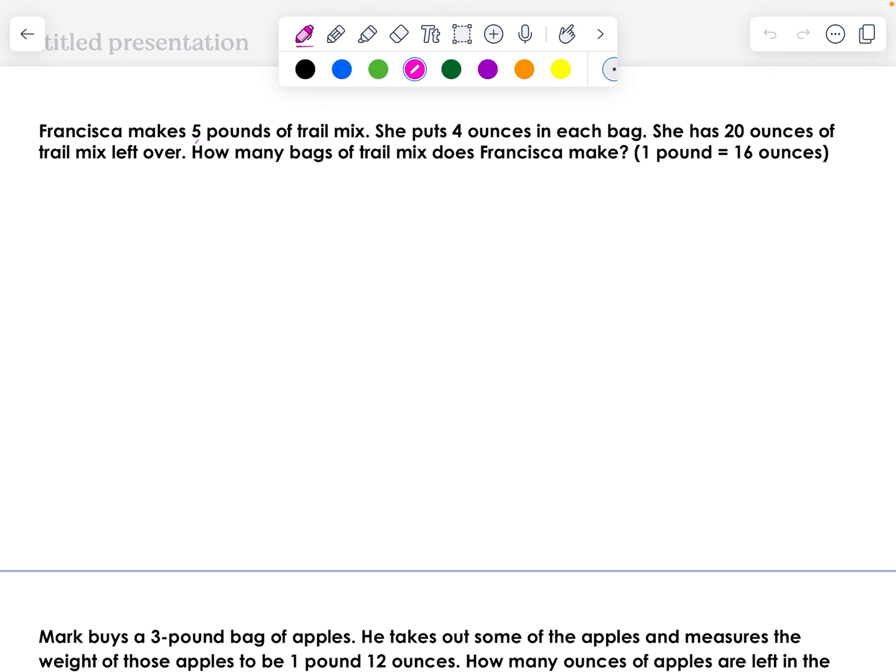Francesca makes 5 pounds of trail mix. She puts 4 ounces in each bag. She has 20 ounces of trail mix left over. How many bags of trail mix does Francesca make?